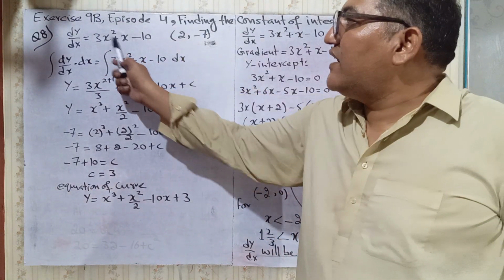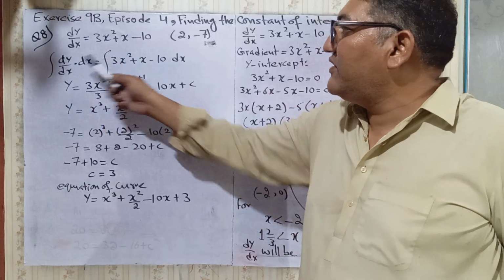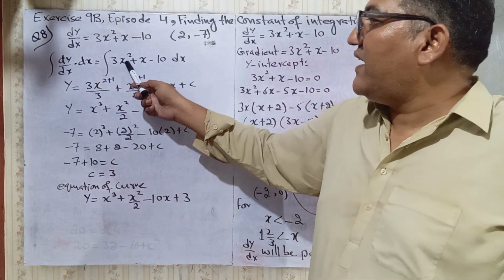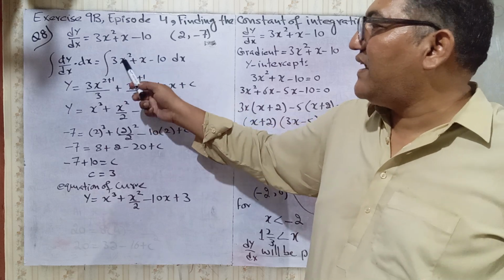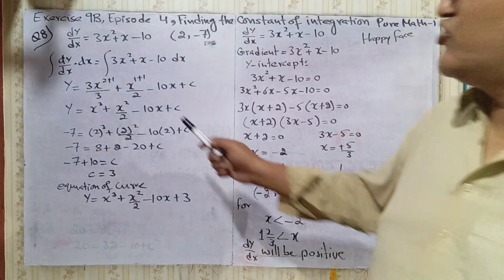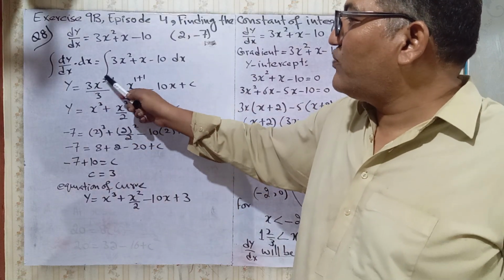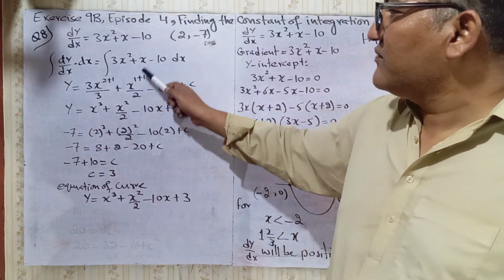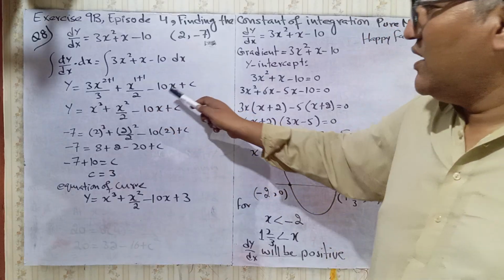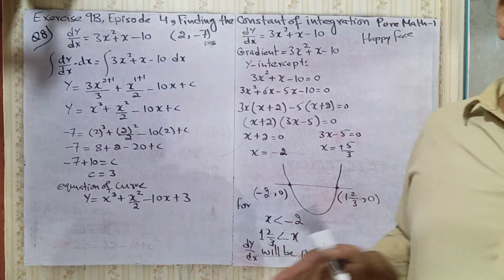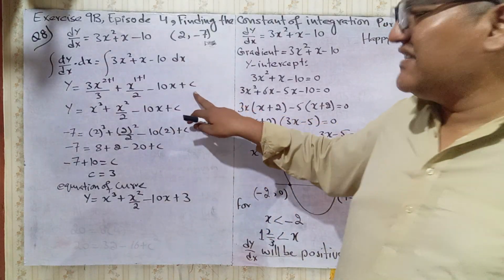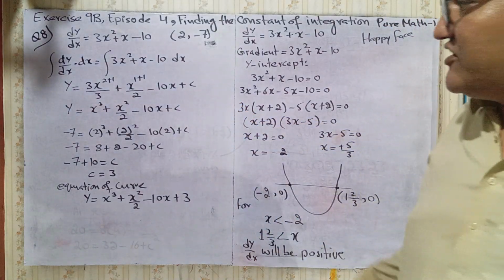So I will integrate both sides. You can see I have tried to integrate them. This side will become y, and on this side the powers will be increased by 1, and we divide by the same number. So 3x^(2+1)/3 plus x^(1+1)/2 minus the integration of 10, which is 10x, and plus c. This is the constant of integration.